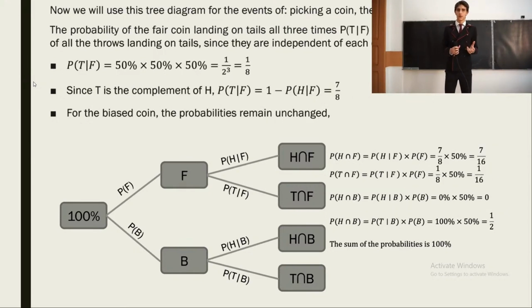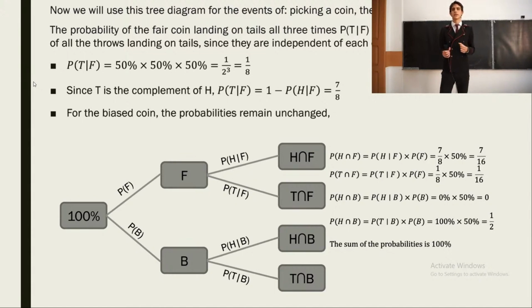Now we will use the tree diagram for the events of picking a coin, then tossing it 3 times. The probability of the fair coin landing on tails all 3 times is the product of the probabilities of all the throws landing on tails, since they are independent of each other. And P of T given F is 50% multiplied by 50% multiplied by 50%, which is 1 divided by 8.